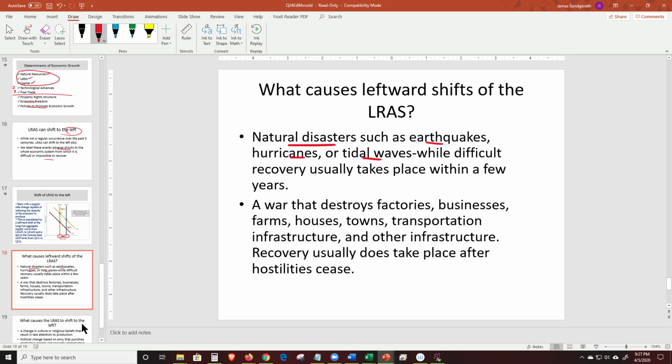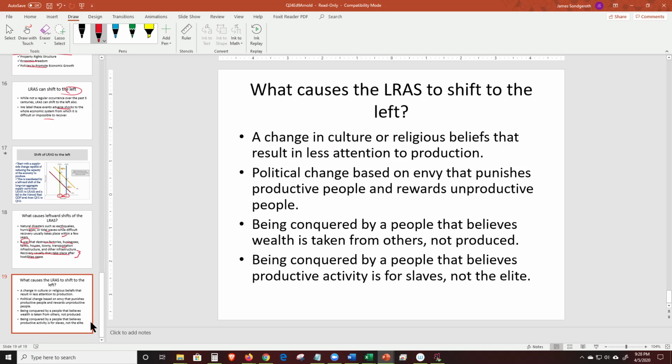While difficult, recovery usually takes place in a few years. I think Japan has pretty much recovered from the earthquake and tsunami that occurred in 2008 or thereabouts. War that destroys factories, businesses, farms, houses, towns, transportation infrastructure, and other infrastructure. Recovery usually does take place after hostilities cease. I guess the example here might be Europe after World War II, but it certainly was pushed to the left quite a bit.